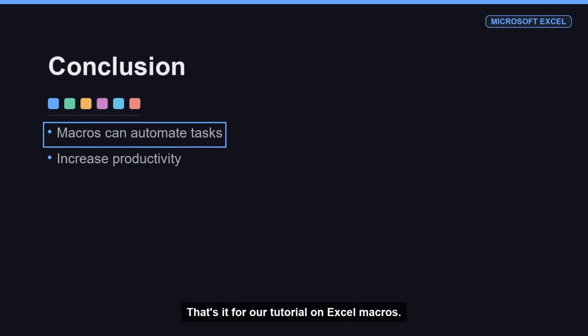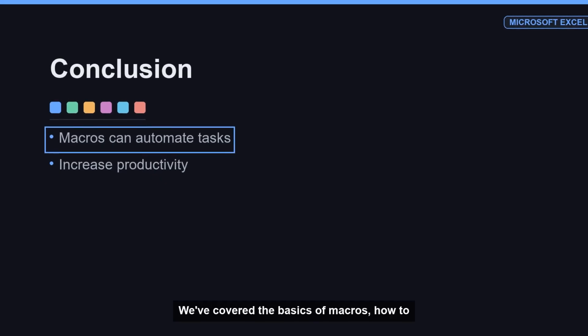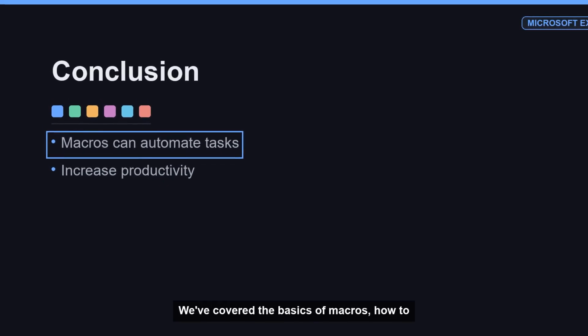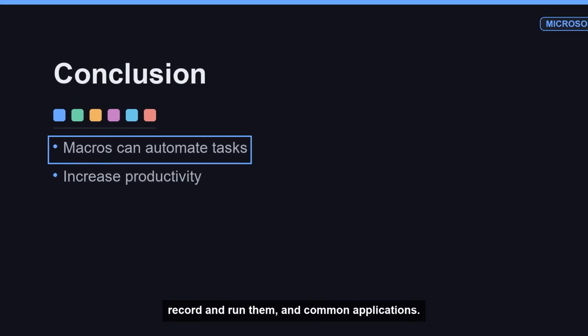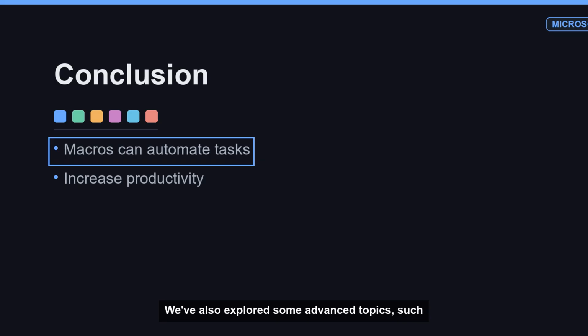That's it for our tutorial on Excel macros. We've covered the basics of macros, how to record and run them, and common applications. We've also explored some advanced topics, such as editing and troubleshooting macros. By using macros, you can automate tasks, increase productivity, and streamline your workflow.